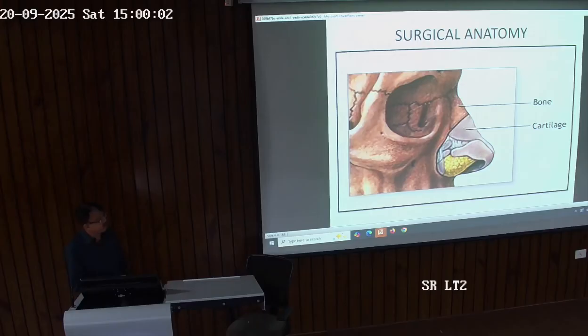Surgical anatomy of the face. These are the nasal bones which are fractured most commonly, and these are the cartilaginous part of the nose, and this area is the maxillary area. This is the orbital part, and this part is the frontal process of maxilla.